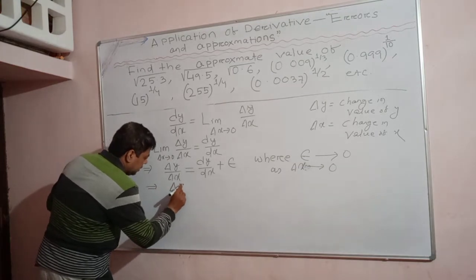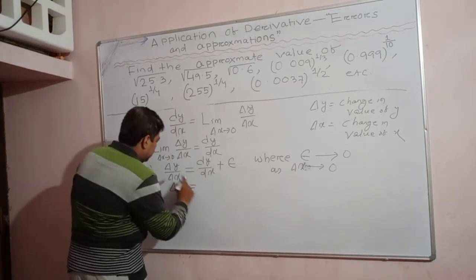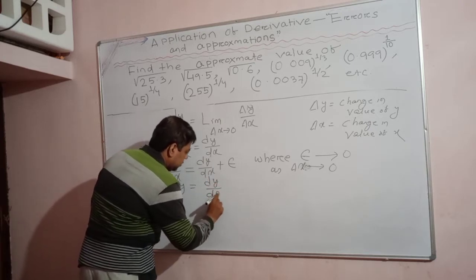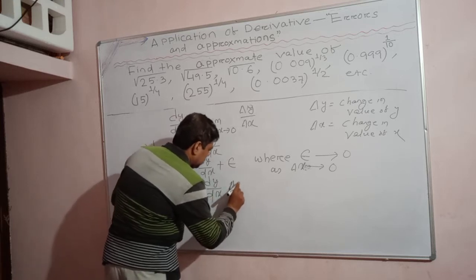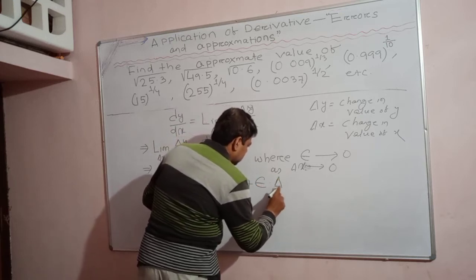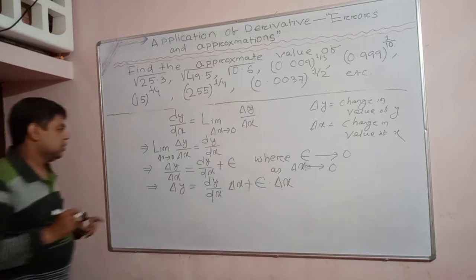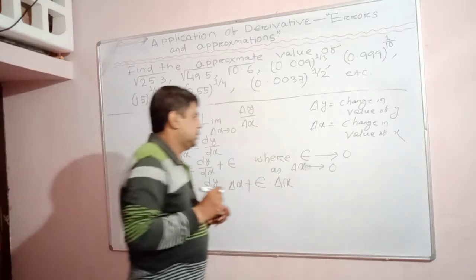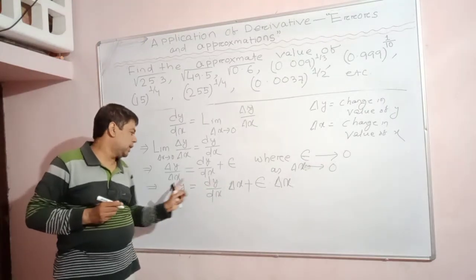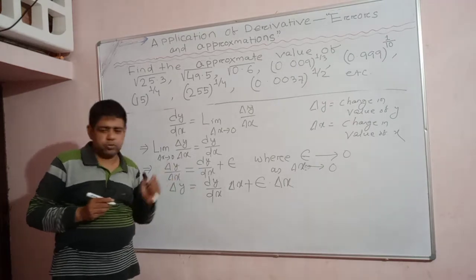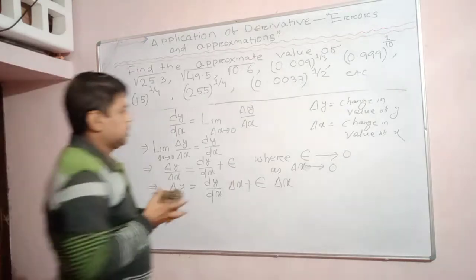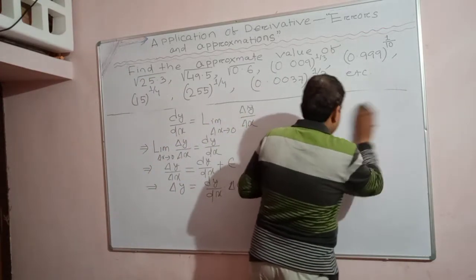Del y is the change in the value of y. Then del x can be transposed to the right hand side. It will be dy upon dx into del x plus epsilon into del x. So del y is equal to dy by dx into del x plus epsilon into del x. How? Because this del x can be transposed to the right hand side. Is it clear? Okay. Let us write down this point.